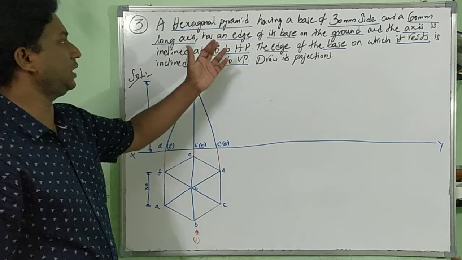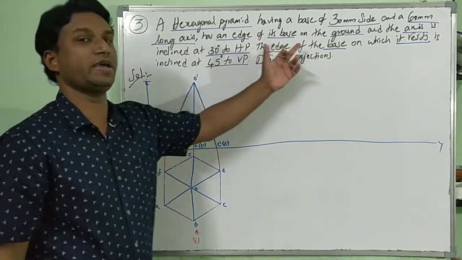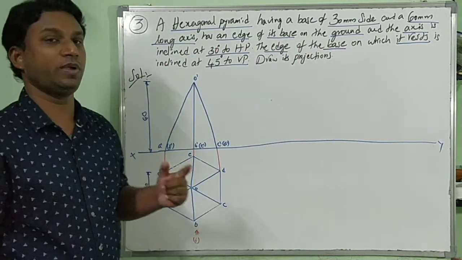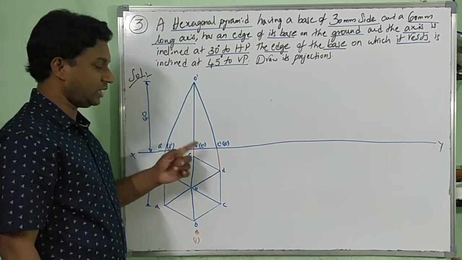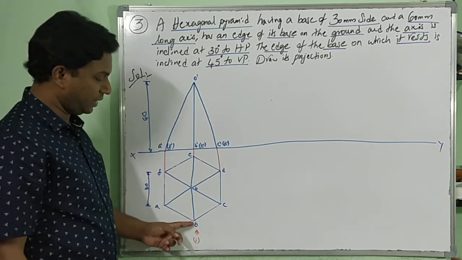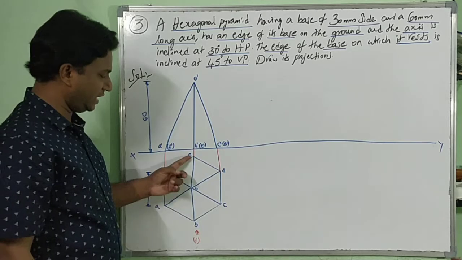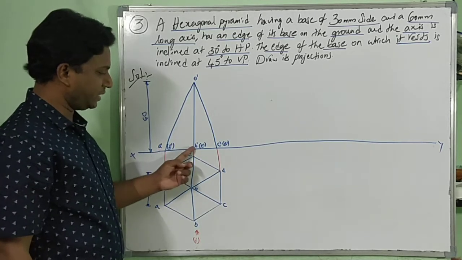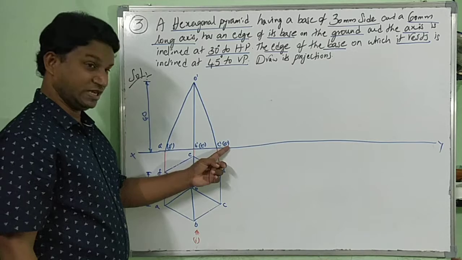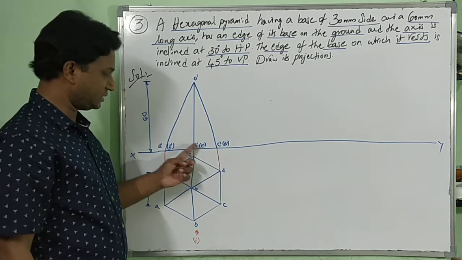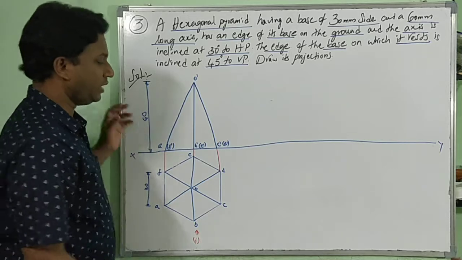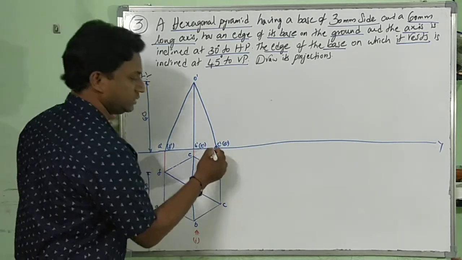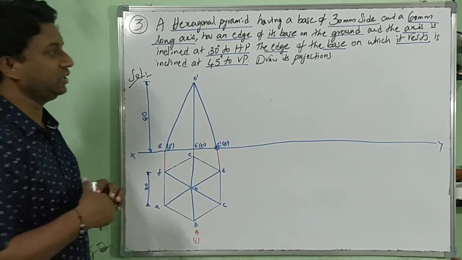Now coming to the next: has an edge of its base on the ground. One edge should be on the ground. From the front view, when you are watching, how many edges are there? 6 edges. A, B, B, C, C, D, D, E, E, F. A dash, B dash, B dash, C dash, C dash, D dash, D dash, E dash, E dash, F dash, F dash, A dash. 6. Now one edge, particularly this edge, C dash, D dash.